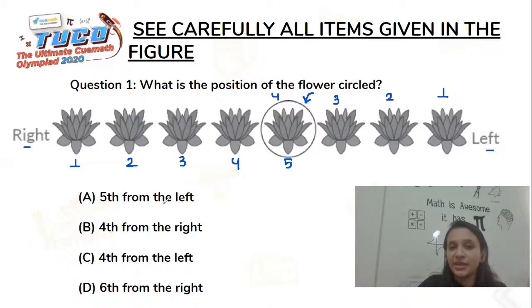So 5th from the left is not right. 4th from the right is also not the correct answer. 4th from the left is the correct answer, as we just saw. And 6th from the right is not the correct answer, because we saw that if we're counting from the right, it comes the 5th one, the 5th flower. So the correct answer to this question is option C.